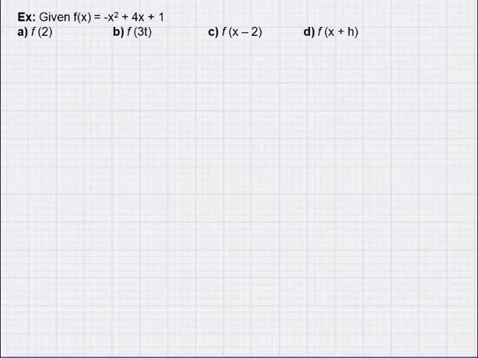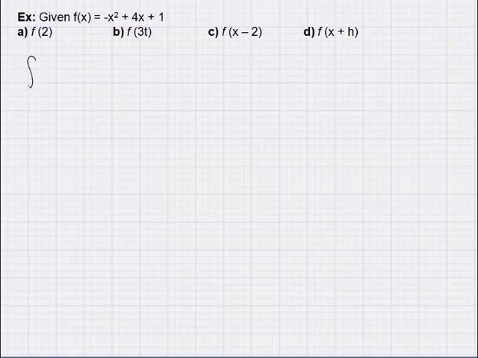So let's do A, f of 2. So we want to find f of 2. What this is telling me is that when x equals 2, what does 2 get matched up to? What's the y value for this particular x value? So this function tells me, okay, if I'm finding f of x, this is what I should do. I should take it, square it, multiply by a negative, add 4 times that x, and then add a 1. So what I'm really going to do is just essentially take this 2 and plug it in every time I see an x, because x is 2.